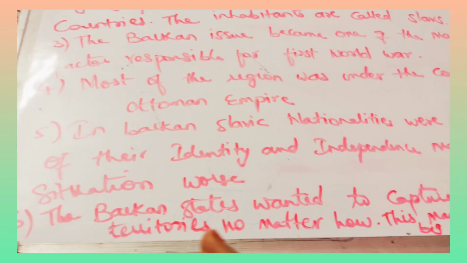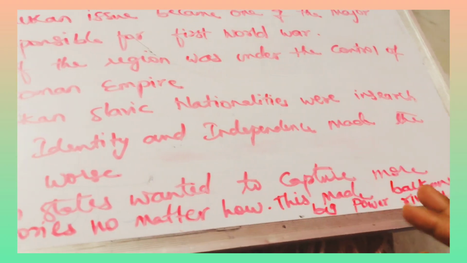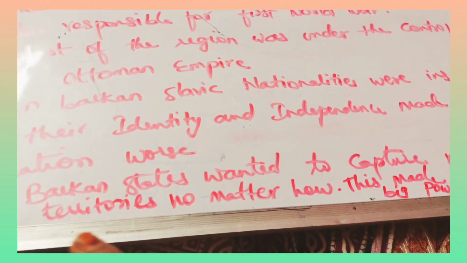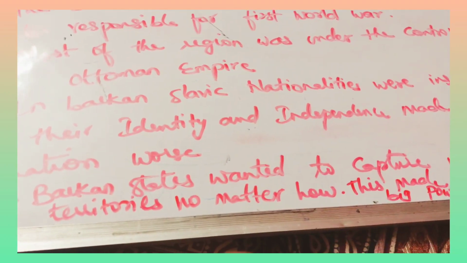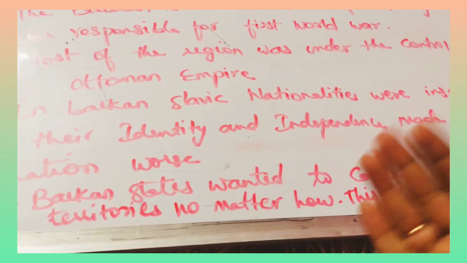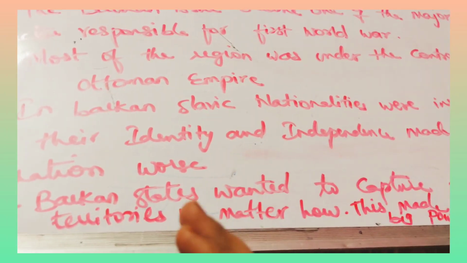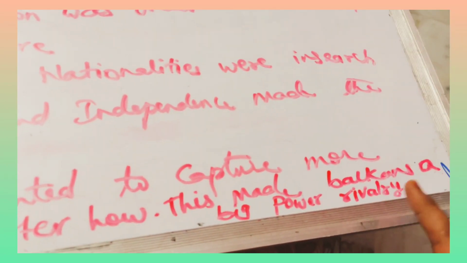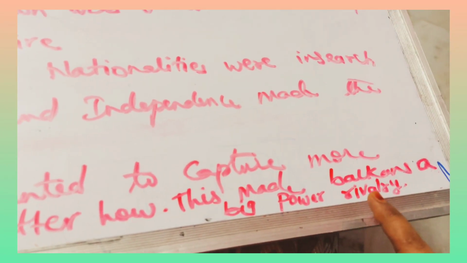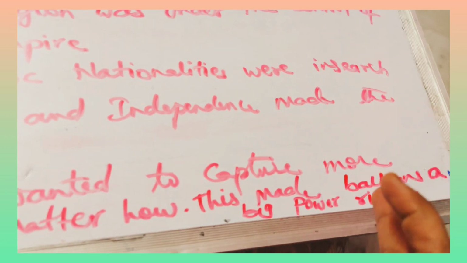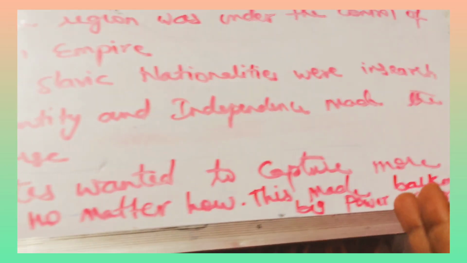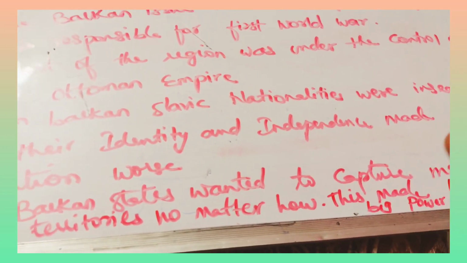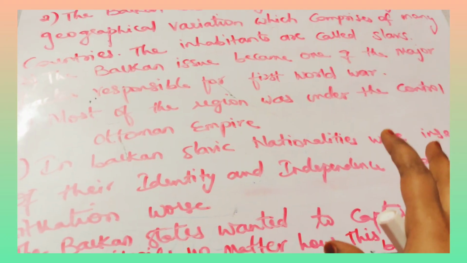The Balkan states wanted to capture more territories, no matter how. This made the Balkans a big power rivalry. This is the main cause of the big power rivalry, and it is the main cause responsible for the First World War.